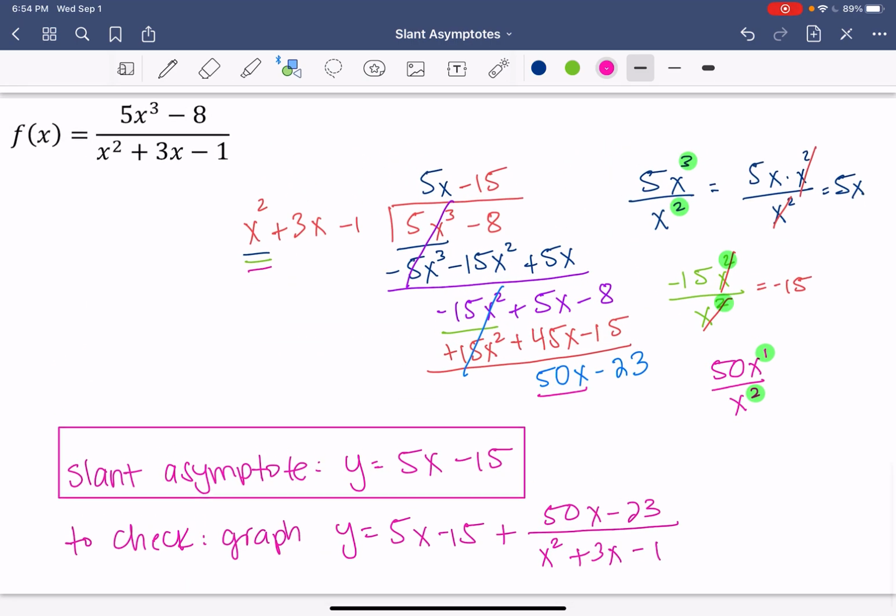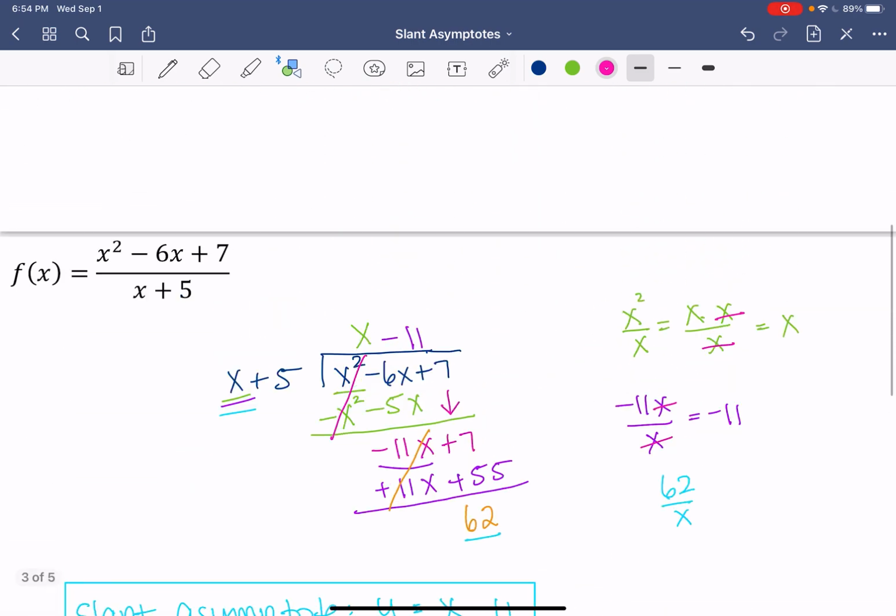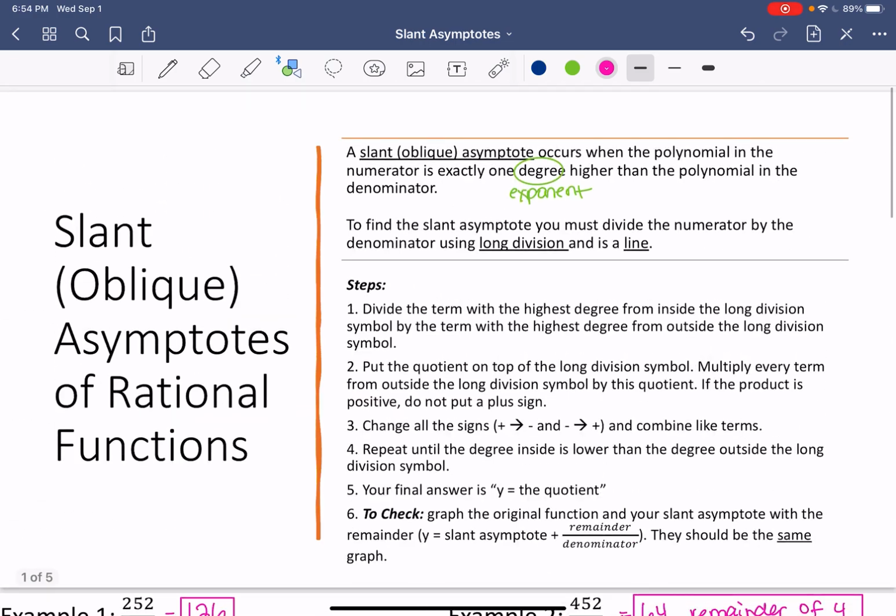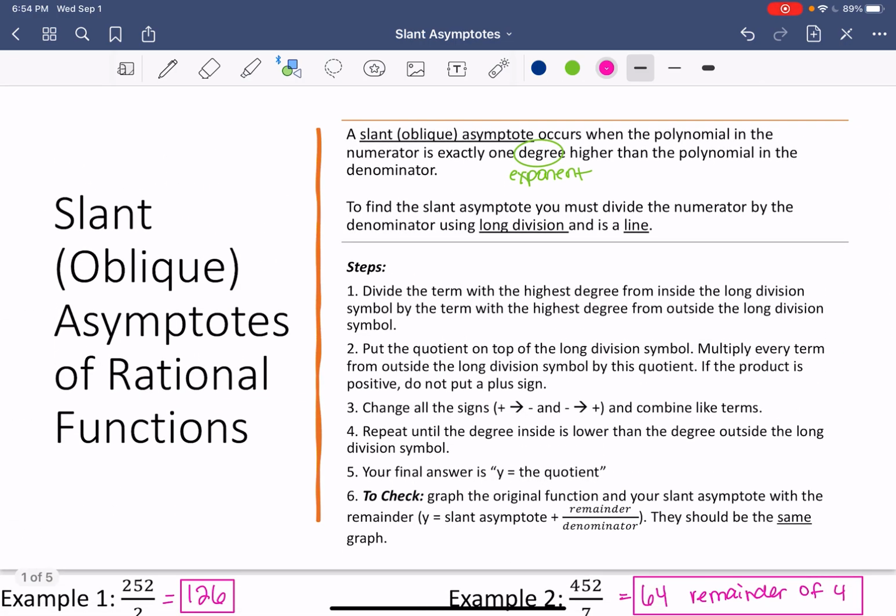Okay, so those are a few examples on slant asymptotes. So hopefully these steps make more sense to you now. I know at first glance it was probably very overwhelming. So I hope it makes sense. And as always, we will keep practicing when we are in the classroom.